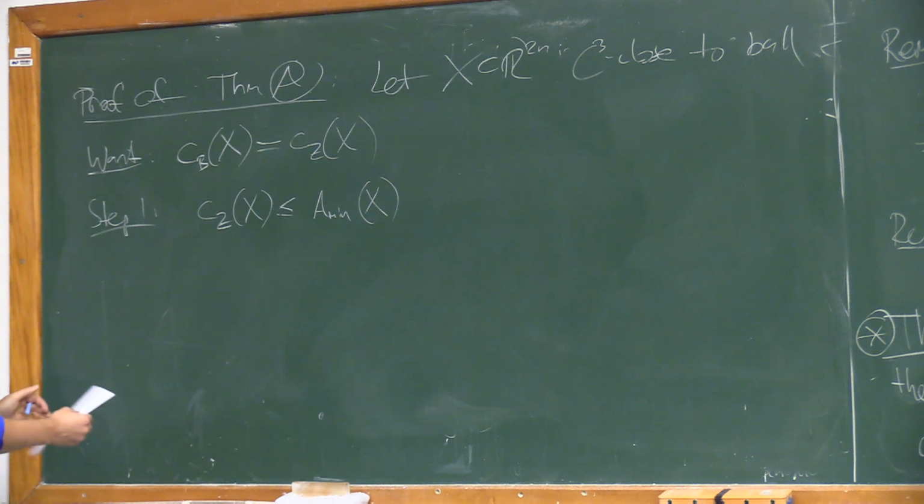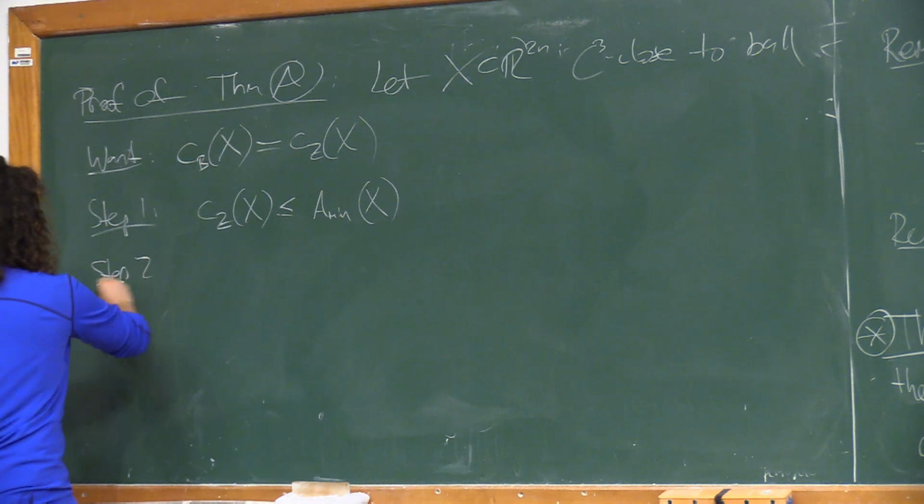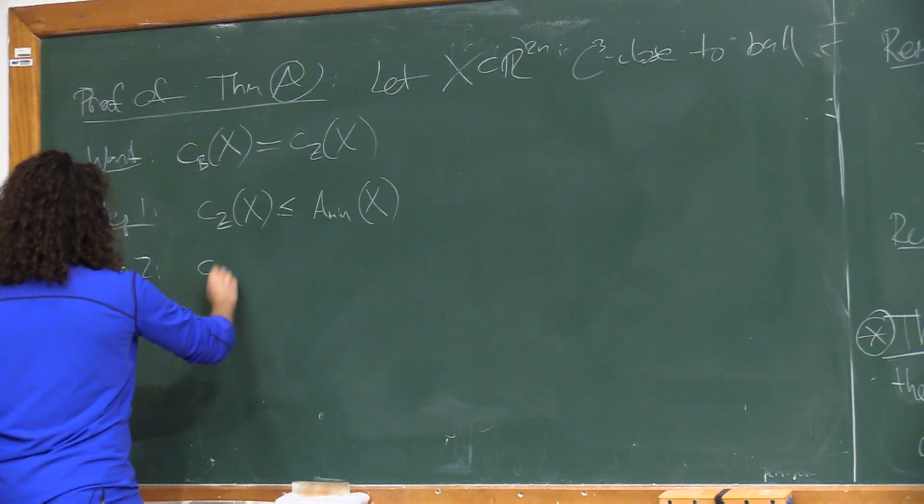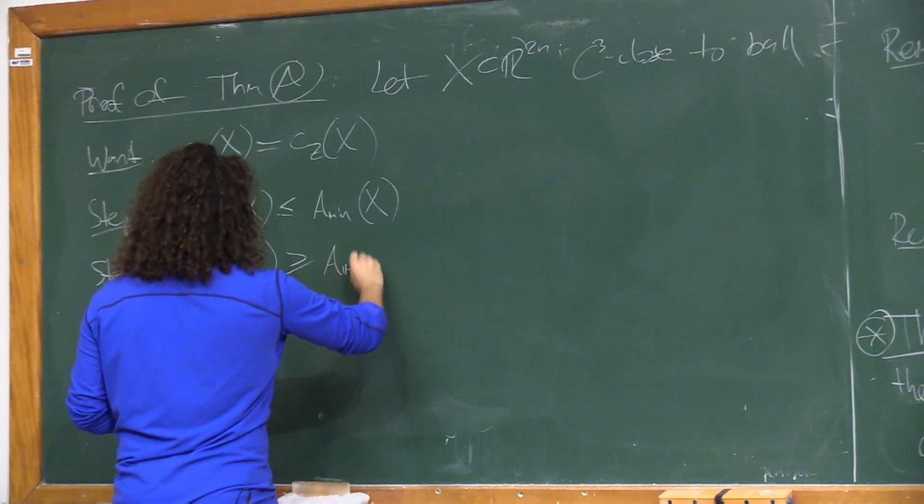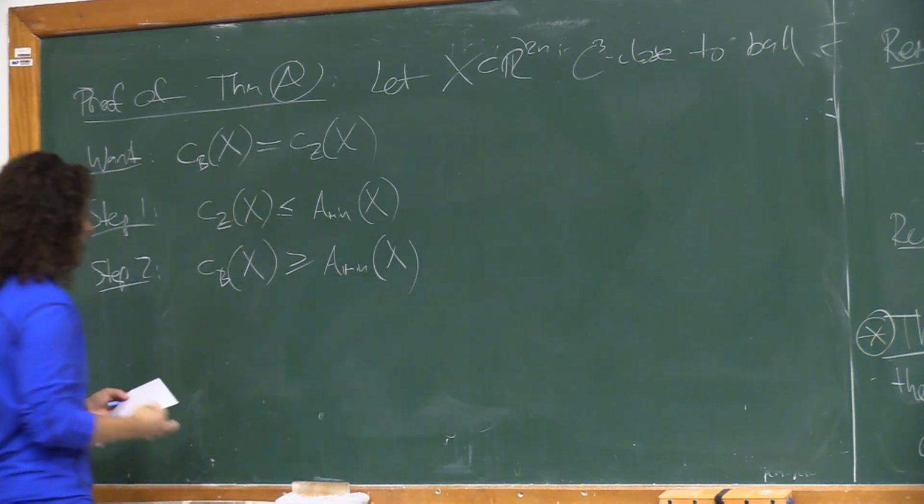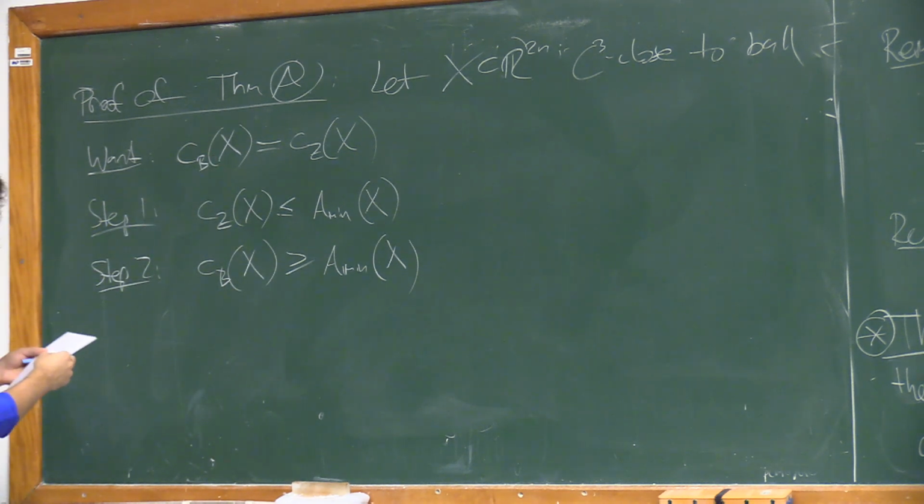So that's the easy part. The hard part is the second step, to show that the ball capacity of x is actually bigger than or equal to the systole. Right? Once we can show that, then we can conclude everything. And then how do we do that?